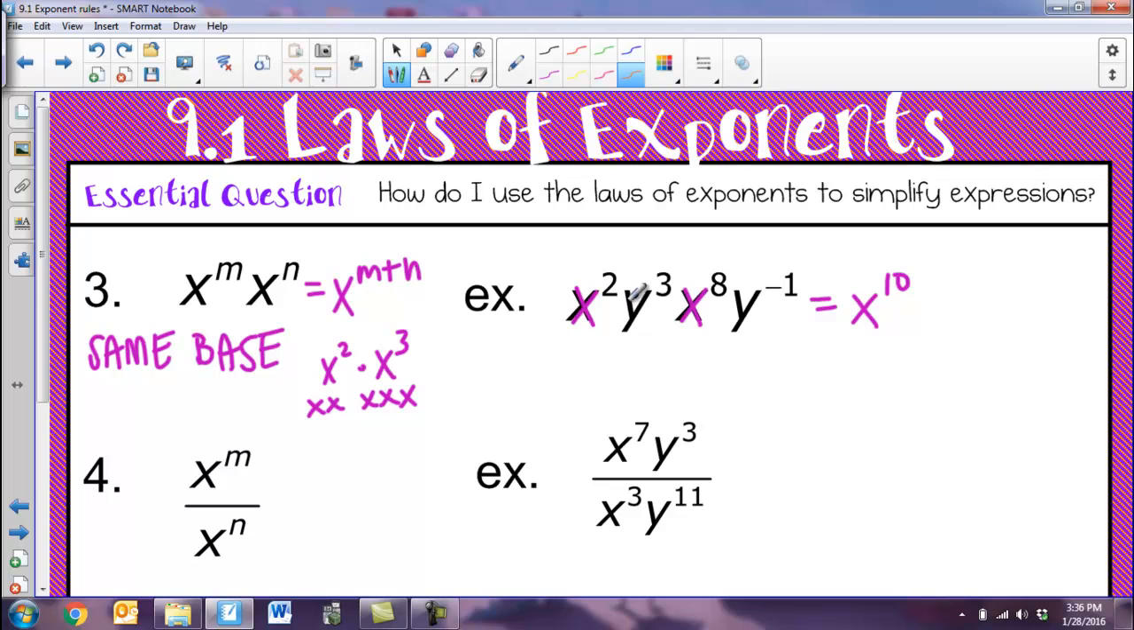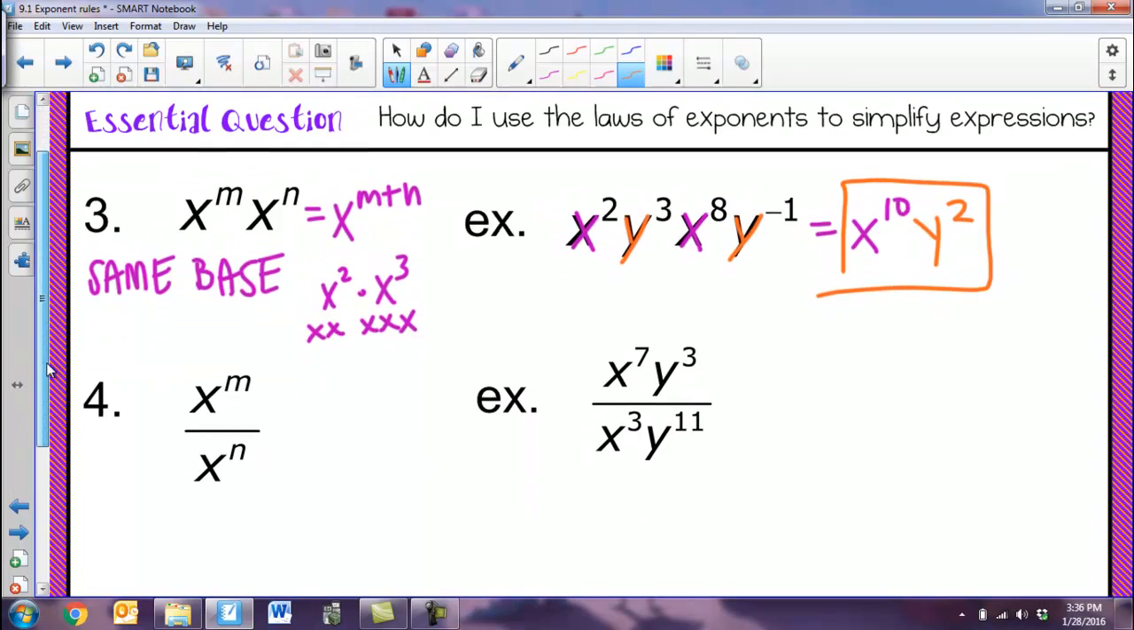Okay, then the second part of this is I look at my y's, because I still have y's together. And if you needed to, you could move this negative exponent down and then use a different law, but I know that if they have the same base, I write the base and then I add the exponents. So I'd have 3 plus negative 1, or just y squared. So that would be my final answer.